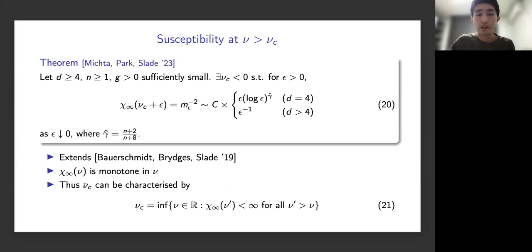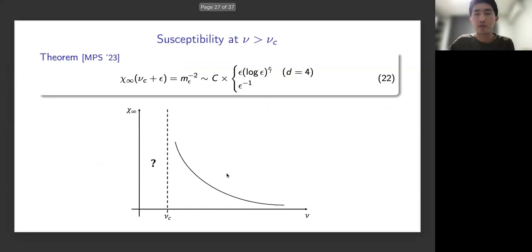So this nu C can be characterized by this equation 21 here. It's the infimum of all nu's where chi infinite of nu prime is finite for any nu prime greater than nu. If you think about it, it's not exactly the same as the definition of the critical point I showed you earlier. However, I think this is a reasonably good characterization of nu C. This nu C is not equal to the definition of the critical point because we don't know what happens below this nu C here.